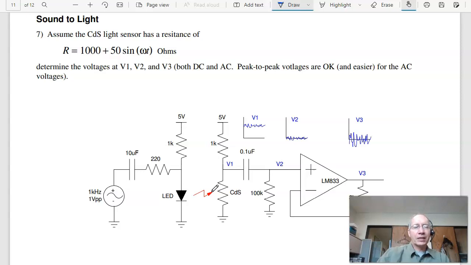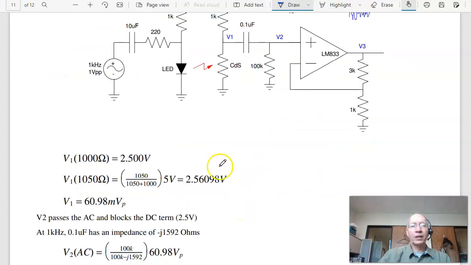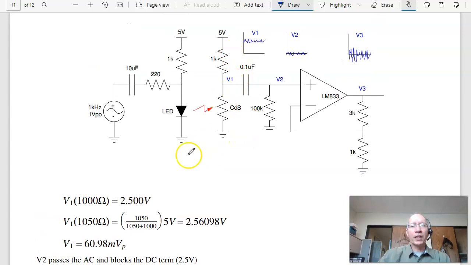Problem 7 looks at trying to transmit sound on a light beam. Suppose this resistor was 1000 ohms and varied by 50 ohms. What are the voltages at V1, V2, and V3? Well, at V1, it's nominally 2.5 volts. At 1050 ohms, the peak will be 2.56 volts.